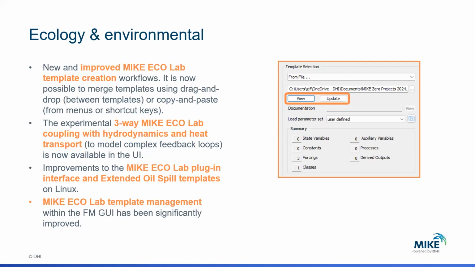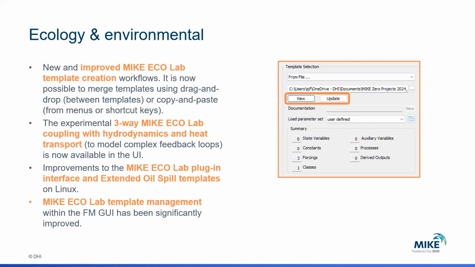I talked for 2023 about the three-way coupling between hydrodynamics and mud. We've uplifted the three-way coupling with hydrodynamics and heat. So please have a look at that, particularly if you haven't looked at the mud one yet. This one has real potential. I think we're looking at possibly using it for ice melt and things like that. But as it's Ecolab, virtually anything is possible.